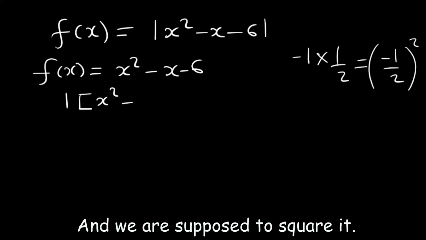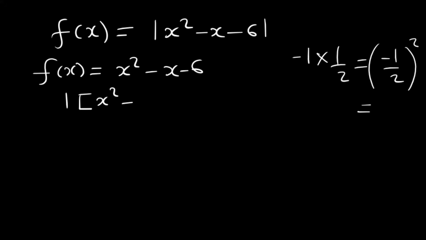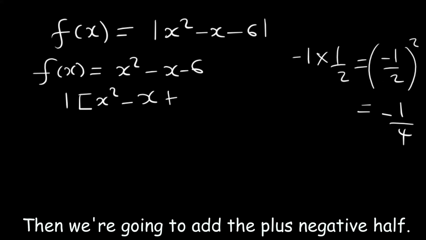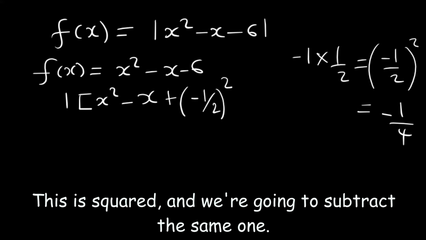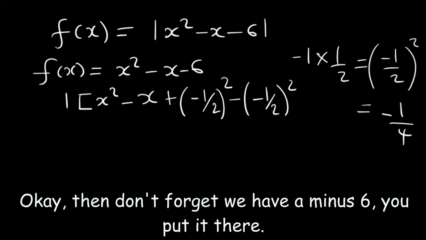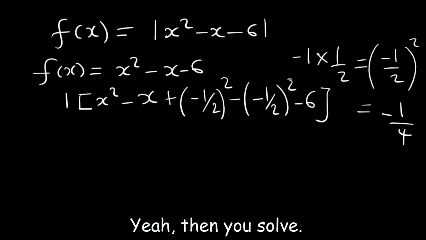And we're supposed to square it. And if I square it, what do I have? I have negative 1 squared is 1. 2 squared, that is a 4. I've got that. So basically, this one that we've squared, we're going to put where there is negative x. So let me just write it, negative x. Then we're going to add plus negative half, this is squared, and we're going to subtract the same one, negative half squared. Okay, then don't forget we have a minus 6. You put it there. Yeah, then you solve.